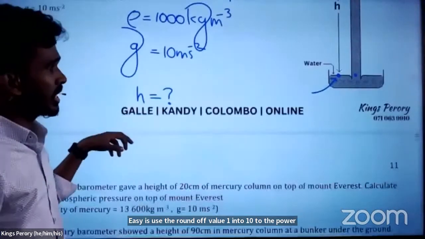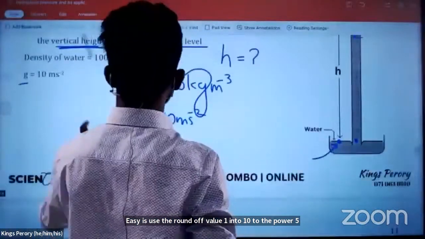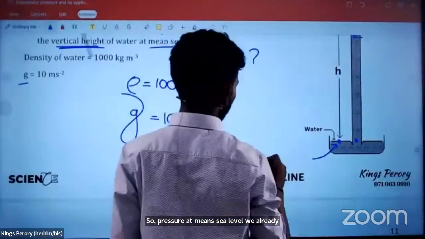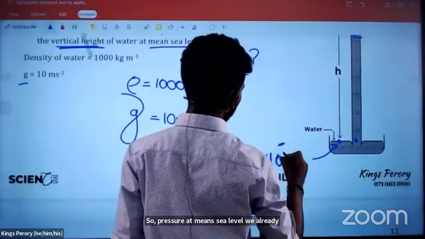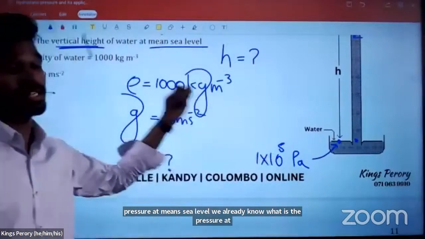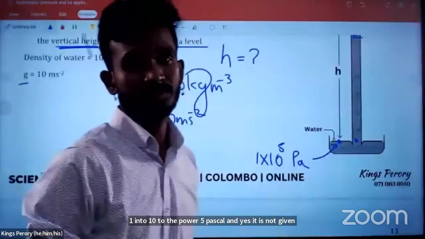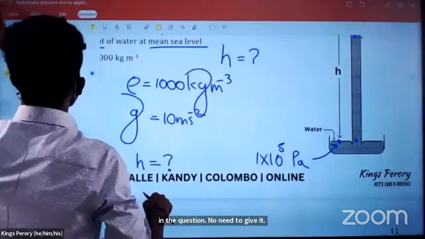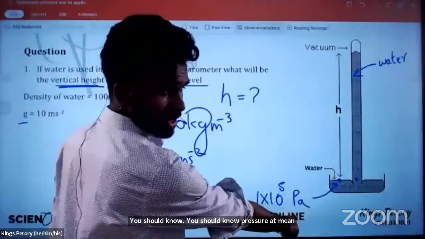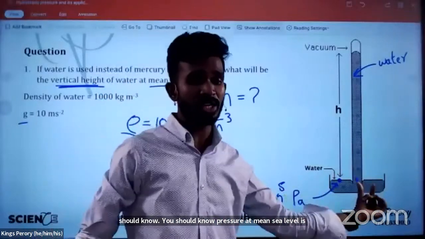So, the pressure at mean sea level, we already know. What is the pressure at mean sea level? 1 into 10 to the power 5 Pascal. It is not given in the question, but you should know that the pressure at mean sea level is 1 into 10 to the power 5 Pascal. That is the pressure here.